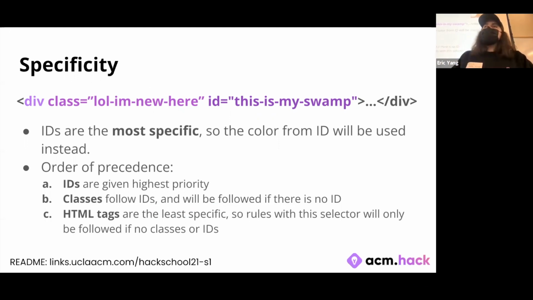And why am I mentioning this? In case you modify a body, but then you put an ID somewhere in there and it doesn't align with what you put for the body, don't be confused. It's because the ID has modified whatever is in that body to be a certain color because it's more specific than the div or than the body. Are there any questions about this so far?